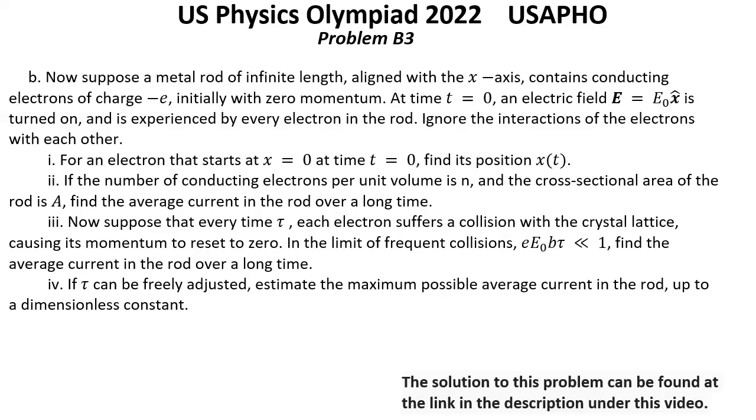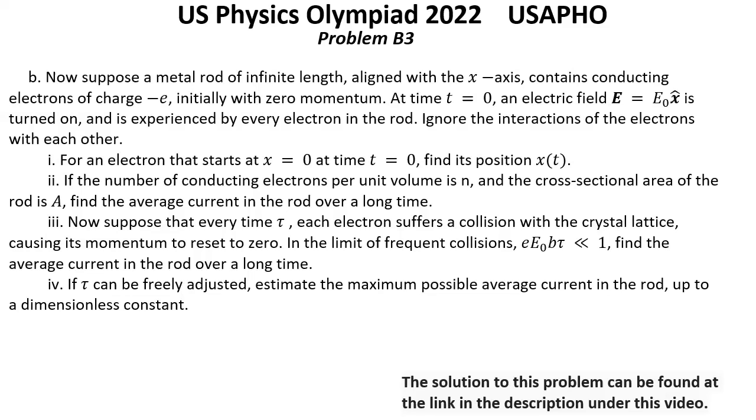function of time. Second, if the number of conducting electrons per unit volume is n and the cross-sectional area of the rod is A, find the average current in the rod over a long time. Third, now suppose that every time tau, each electron suffers a collision with the crystal lattice, causing its momentum to reset to 0. In the limit of frequent collisions, charge of electron E multiplied by E0 B tau much less than 1. Find the average current in the rod over a long time.